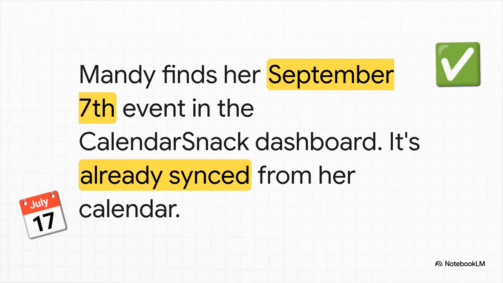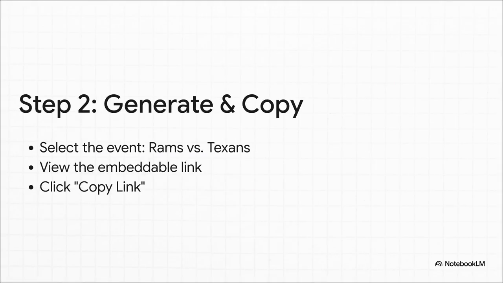All right, first things first, Mandy hops into her Calendar Snack account and boom, right there on the dashboard is the event she already made in her own calendar for that September 7th game. The best part? She doesn't have to create anything new. It's already synced up and ready to go. From there, it is literally just a few clicks. She picks the Rams versus Texans event, sees the special embeddable link, and just clicks copy link. And just like that, she's got that smart link on her clipboard.